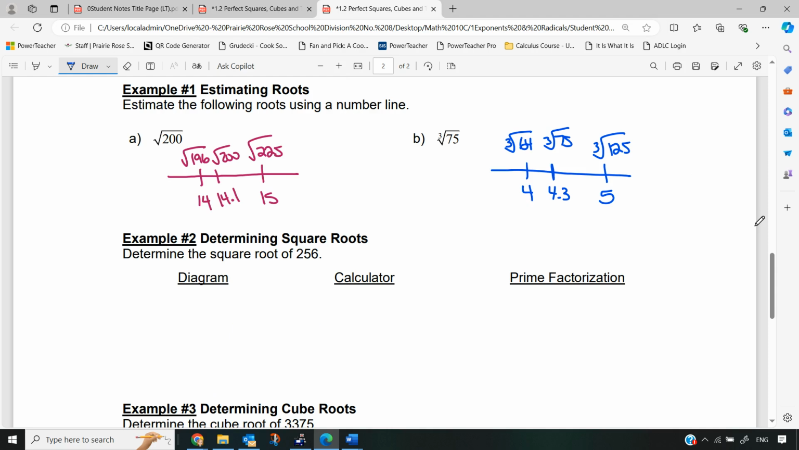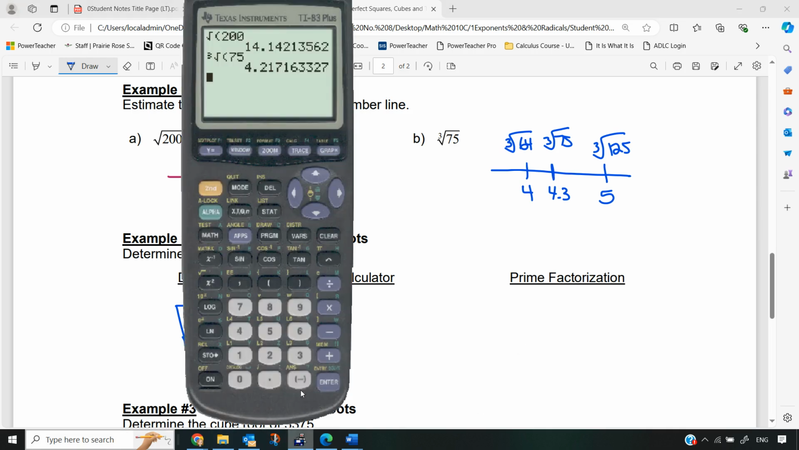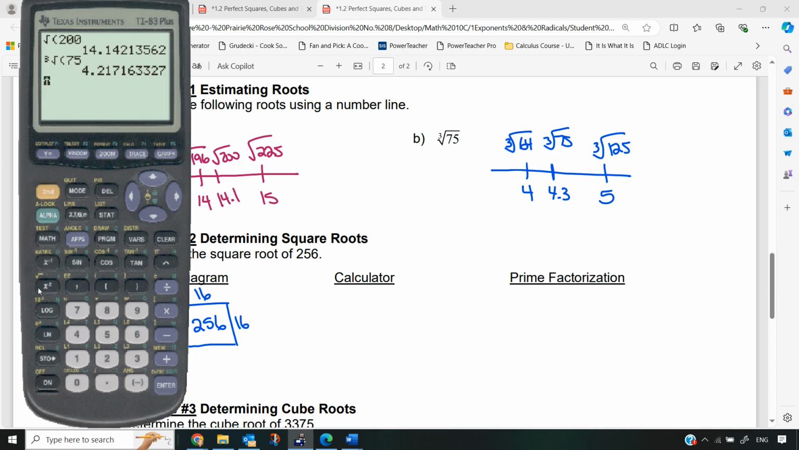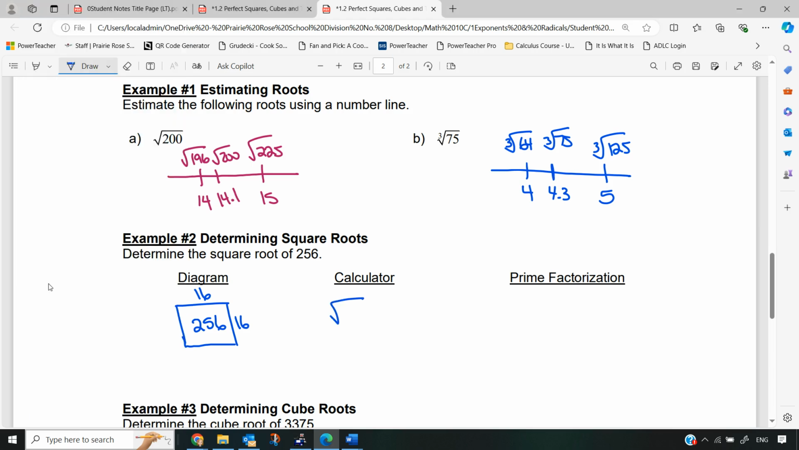Now again, we've already talked about determining square roots. These are just some extra terms that you might see. If you're asked to determine the square root of 256 using a diagram, then we're just talking about area. So you would draw your square. We know that the area is 256, and we're just finding two numbers that multiply to be 256. In this case, that would be 16. On my calculator, I would be typing in the square root, so second function square root, 256, and that's 16. So the square root of 256 is 16. Prime factorization we've talked about as well.